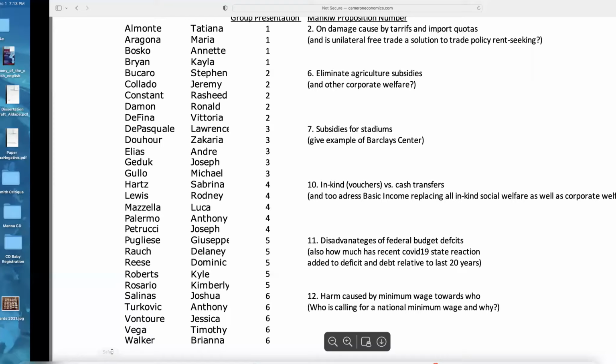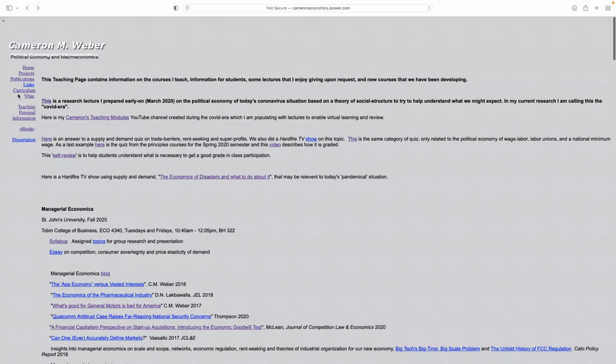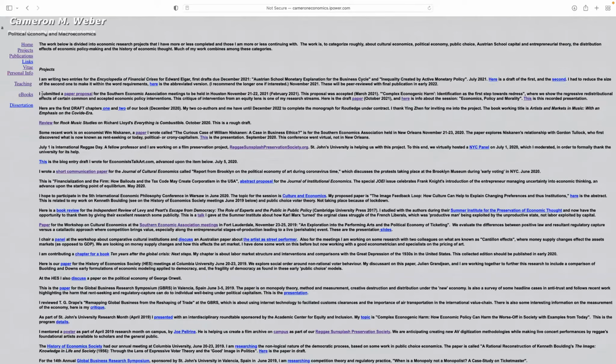I'm going to share my screen for a second. So here in my projects page, here are the two encyclopedia entries, Encyclopedia Financial Crises. Here is the Austrian School monetary explanation for the business cycle, and here's the inequality created by active monetary policy. So that'll help explain, if you need a review, why is monetary policy regressive?